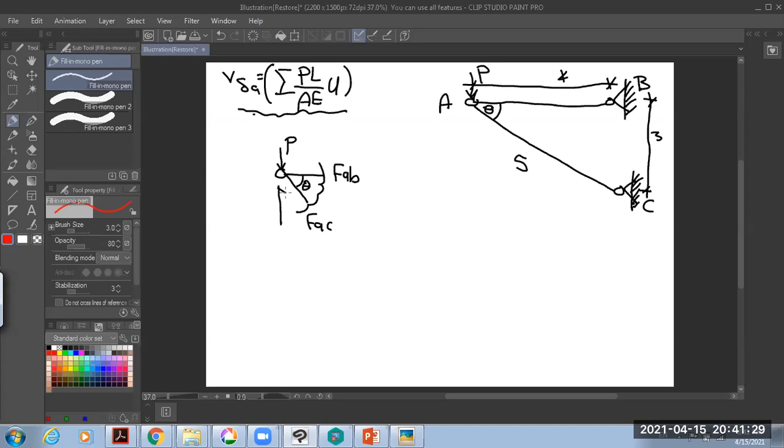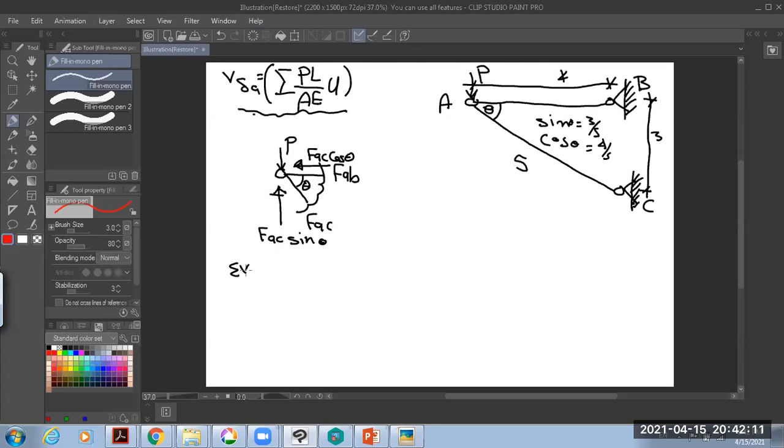This is the vertical component, and this one is the horizontal component. Okay, very good. Vertical equals force F_AC sine theta, and horizontal F_AC cosine theta. Correct, guys, or not? Sine theta equals 3 over 5, and cosine theta equals 4 over 5.